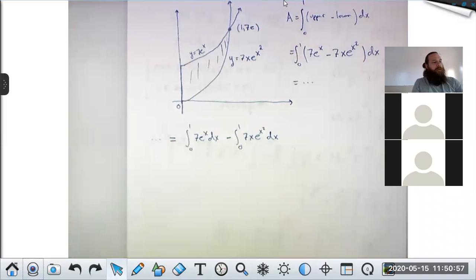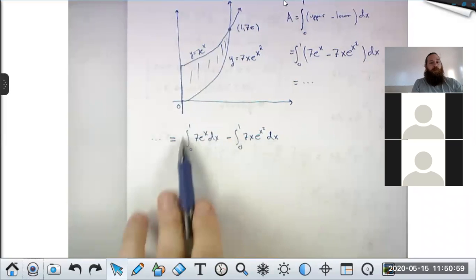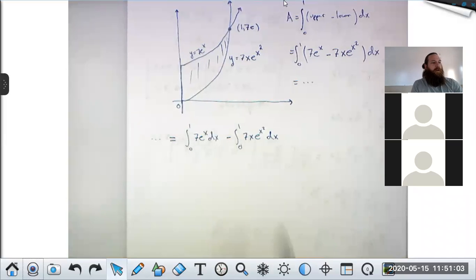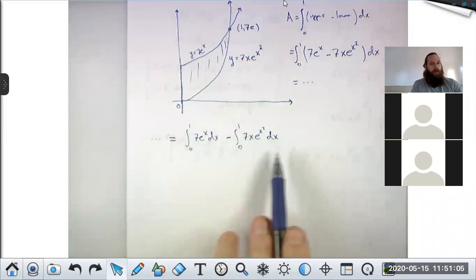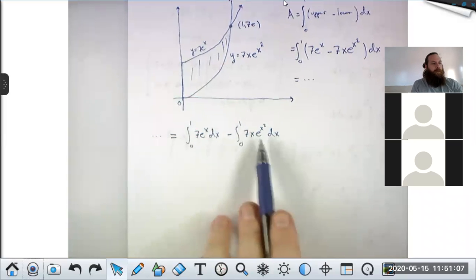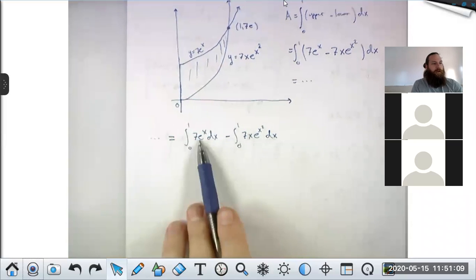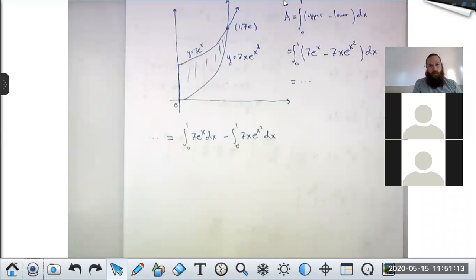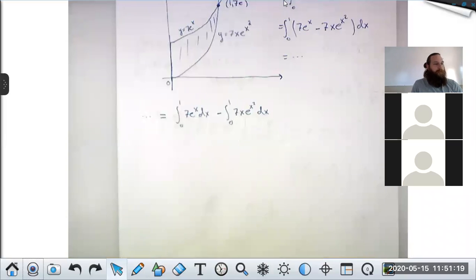Why? Because this first piece is easy. I don't need any substitutions or weirdness. I know the antiderivative for e to the x. This second piece, I do need to make a substitution. And if I make that substitution here, I don't want to make it here. So I can't do it in this setting. I need to split it up first. And this is just using good notation. So you need to write things down in a way that someone can read your work and understand it. This is how you do that.